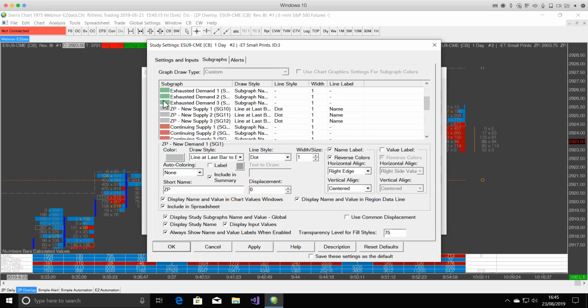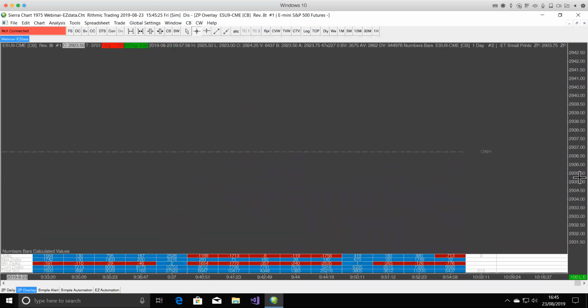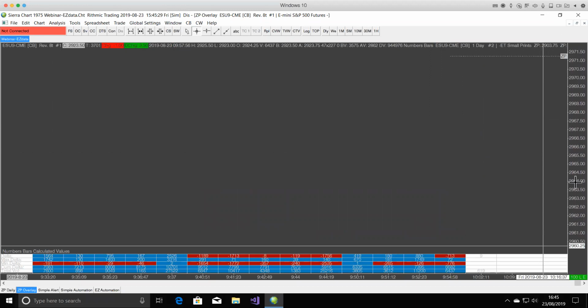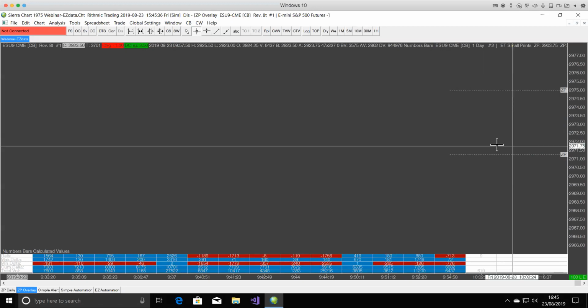I'm coloring them in a grey color just to stand out against the background. I want to put a line at the last bar to the edge, and I want to see the name. So if I scroll all the way up here, it's about 70, I think we had it. Here's my supply from 0 prints on the daily chart.